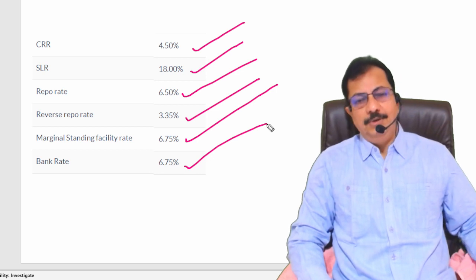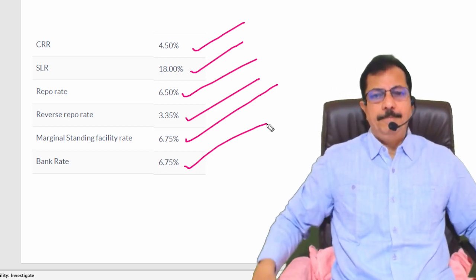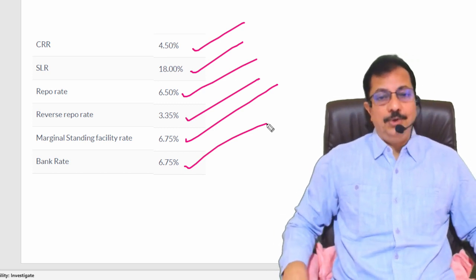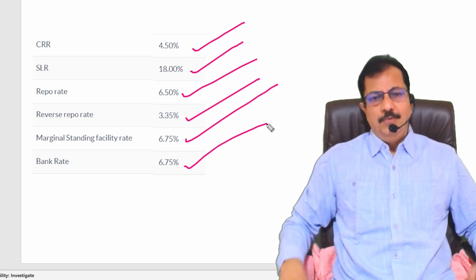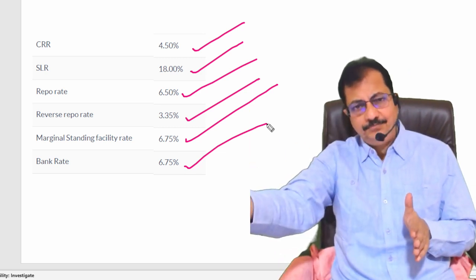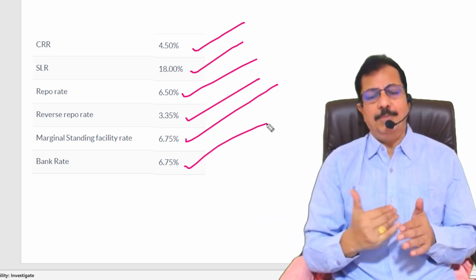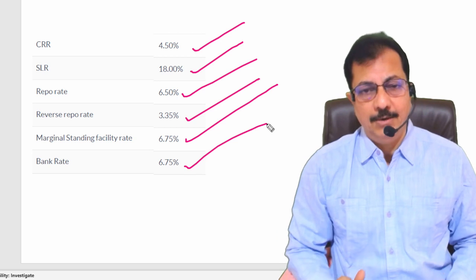For both Nifty and Sensex. You might have observed this, right? Why? Because the elections are going on, so the speculations are at a very high level. Whether the same government is going to form the government again after the elections, or a new government will be coming into power.